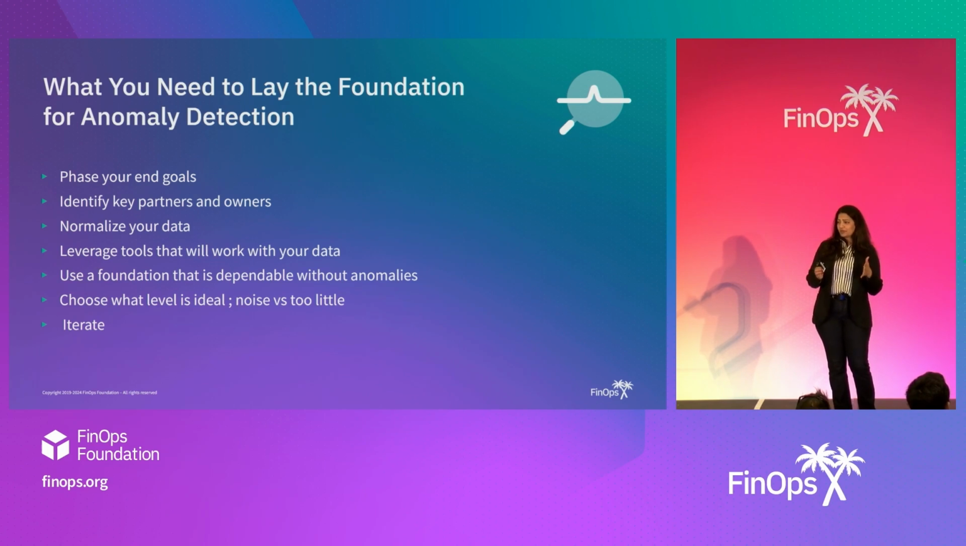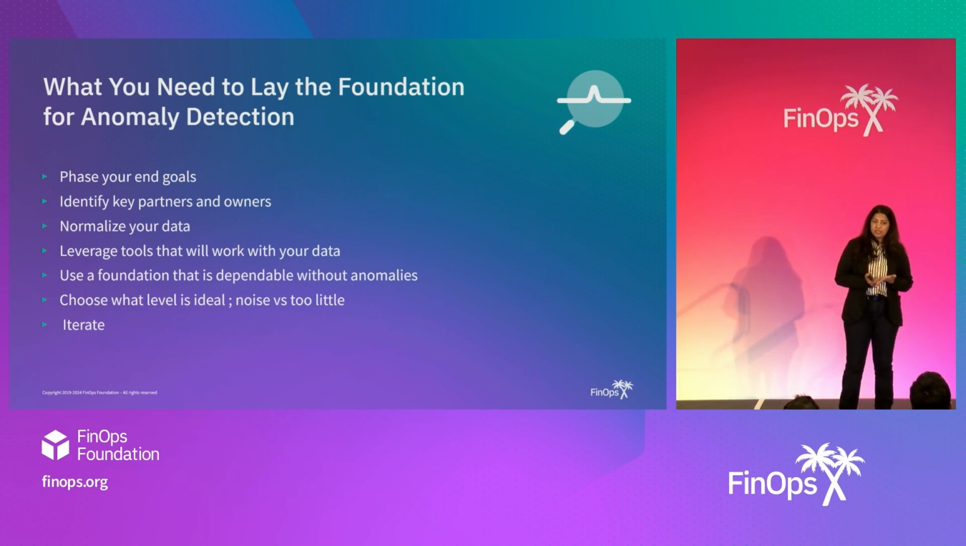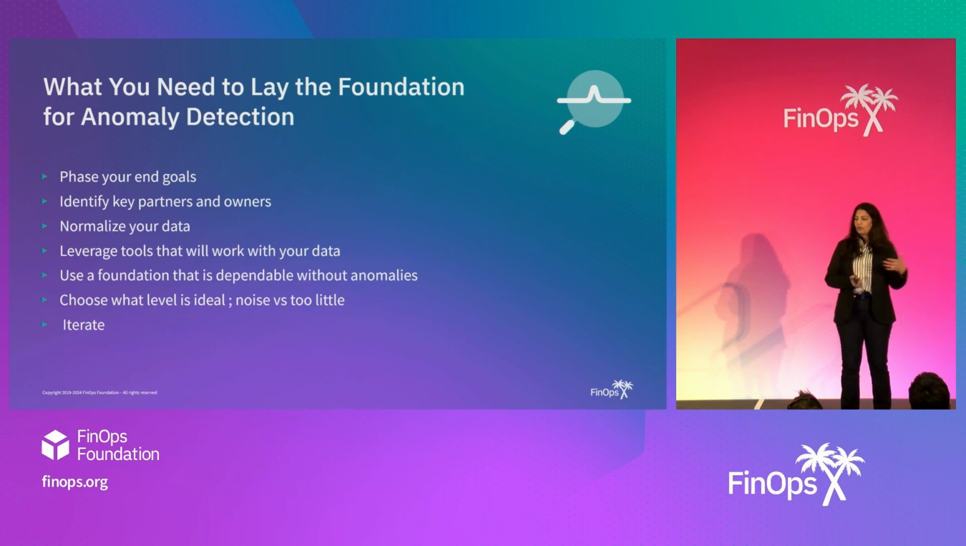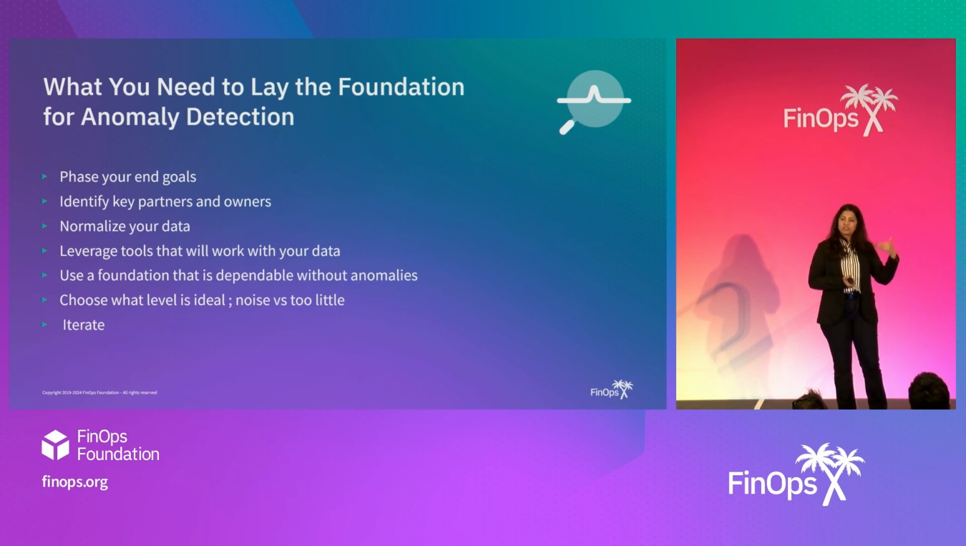Identify your key partners and owners. Tag management is very crucial at this point, because if you do not know who owns those resources, then you're not going to be able to remediate it in time. Have them be vested in your process in the anomaly management solution, because if they know that somebody's going to be reaching out to them with an anomaly, and if you know who exactly you're going to reach out to, then that entire life cycle can be a quick turnaround, and that's what you want to have in place.